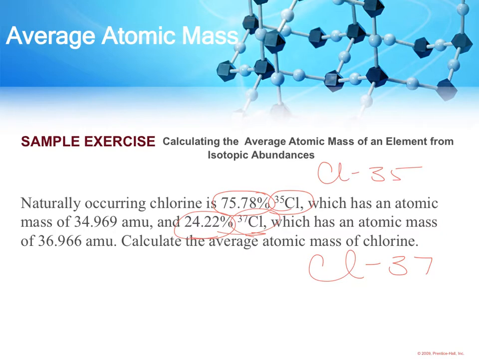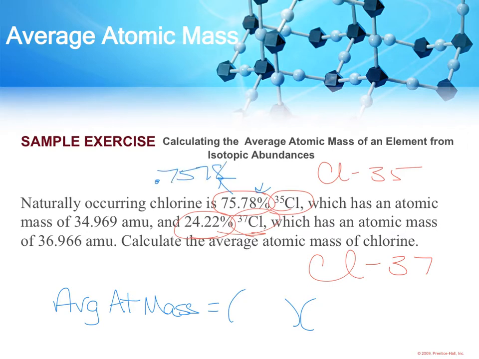We can go ahead and plug into the equation for average atomic mass, the equation on the last page. And what that told you is take the mass of an isotope, multiply it by its abundance in fractional form. So what I mean by that, instead of 75.78%, we're not going to put it in percent form. We're going to put it in fractional form, 0.7578.